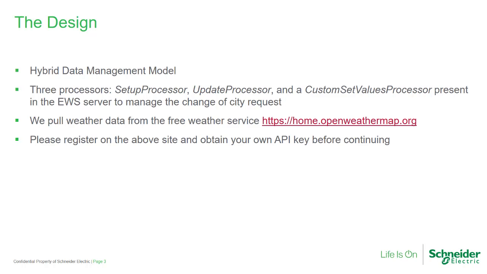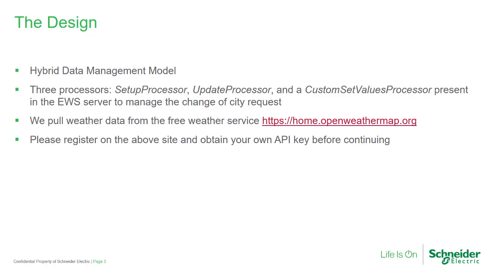If you recall from our previous video, we talked about the different approaches to data management: synchronous, asynchronous, and hybrid. For this project, we will use the hybrid data management that has been described previously, with two processors, a setup processor and an update processor, and then a custom set values processor in the EWS server to manage the change of city request. We will pull weather data from the free weather service openweathermap.org.